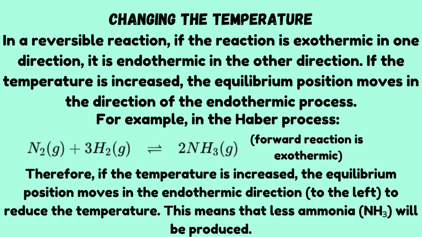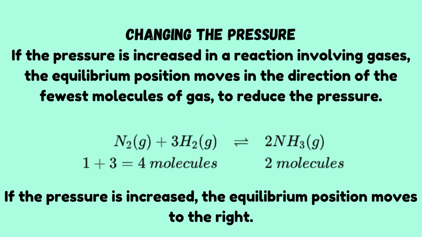Changing the temperature. In a reversible reaction, if the reaction is exothermic in one direction, it is endothermic in the other direction. If the temperature is increased, the equilibrium position moves in the direction of the endothermic process. For example, in the Haber process, as you can see, nitrogen plus hydrogen gives 2NH3. The forward reaction is exothermic. Therefore, if the temperature is increased, the equilibrium position moves in the endothermic direction to reduce the temperature. This means that less ammonia will be produced.